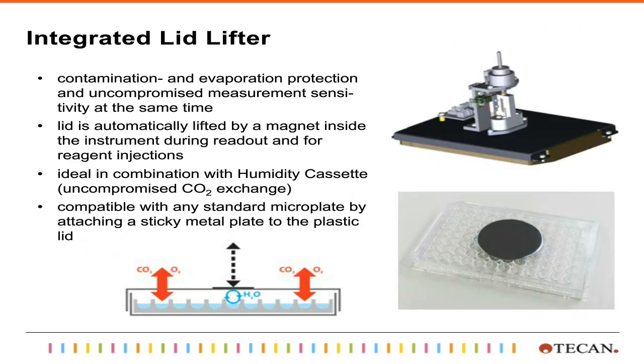When the humidity cassette is used for experiments, there is a special technical solution inside the reader that allows for removing the lid of the cassette at the time of the actual readout. The integrated lid lifter is another patent-pending feature that enables workflow automation for cell-based and other assays. So it consists of a little magnet inside the instrument that automatically attaches to and lifts the lid of the humidity cassette or any other microplate lid during the readout and for reagent injection.